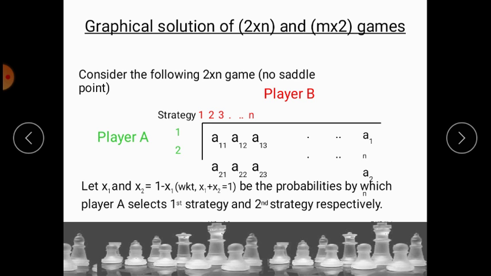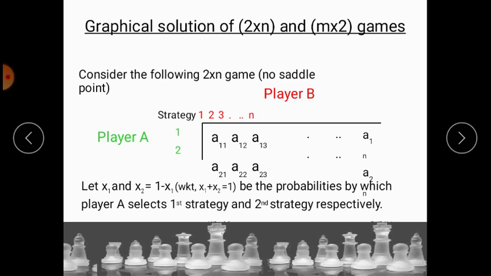So here in the matrix you can see that player A has two strategies, and we have to define which strategy will be better, strategy 1 or strategy 2, but how to determine that? That's how our graphical solution is going to help us. So we have two strategies for player A and 1 to n strategies for player B, right? Here is what the matrix looks like, just a simple combination.